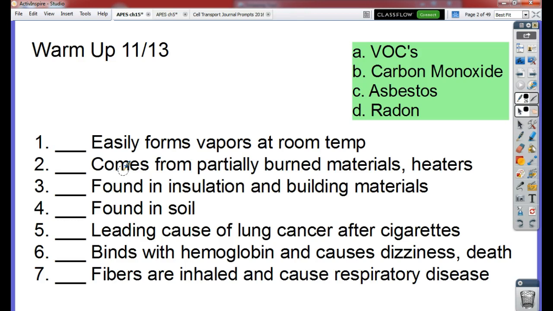Here's what we're going to be doing today. We are going to be looking and calculating the biodiversity of the parking lot. Okay. So parking lot biodiversity.